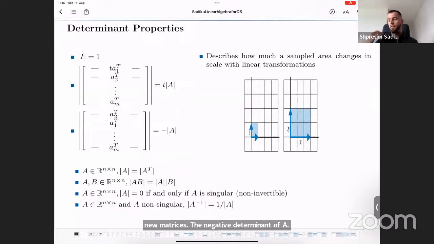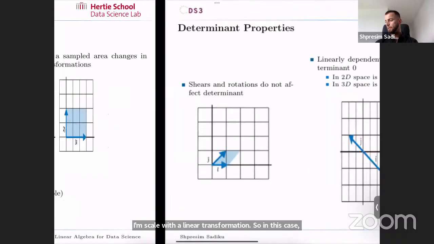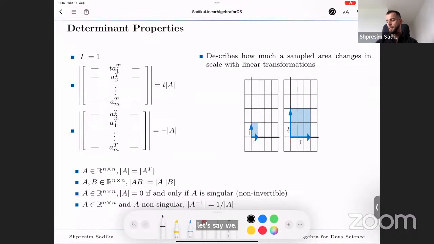In order to give a more intuitive definition of the determinant, the way to understand it better is that it just describes how much a sample area changes in scale with a linear transformation. So in this case, let's say we have scaled the vector i by 3 and the vector j by 2. Then the area that these two vectors actually cover has scaled from 1 to 6. So the determinant in this case would be 6.